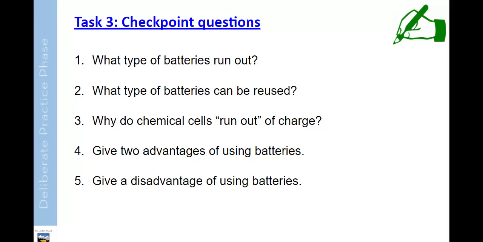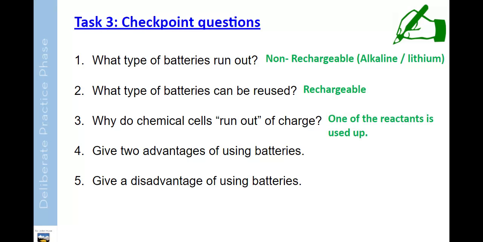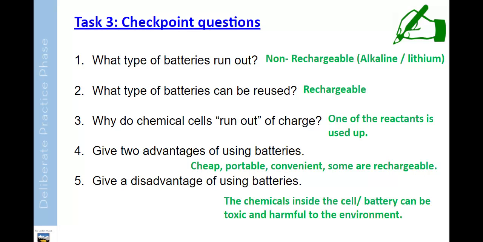Okay, so what type of batteries run out? Non-rechargeable batteries, sometimes you might hear them called alkaline or lithium batteries. Rechargeable batteries can be reused. Cells run out of charge because one of the reactants, or the reactants, are used up. Give two advantages of using batteries: they're cheap, they're portable, they're convenient, and some are rechargeable. And the disadvantage is that they contain harmful chemicals inside that can damage the environment.